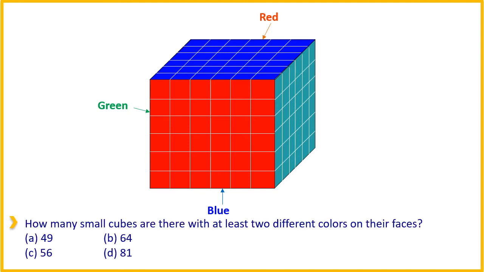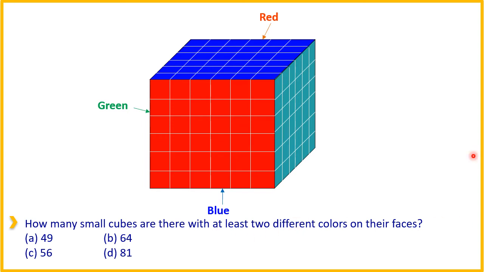Second question: how many small cubes are there with at least two different colors on them? At least two different colors means if three colors come, that can also be considered, because the word used here is at least. That is, how many small cubes will have two or more colors. Okay, two colors are observed only on the edges. So there are 12 edges and on every edge there are 6 cubes. Out of 6 cubes, if we exclude the corners, there are 4 cubes in between. But as the words at least are used, we can consider the corners also.